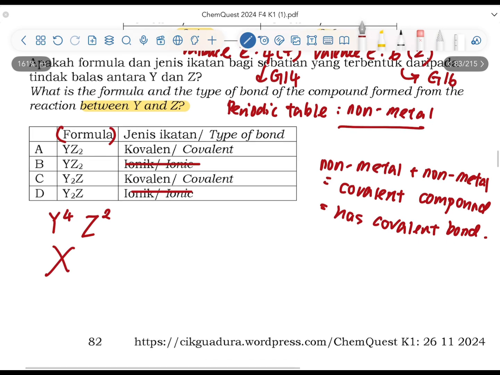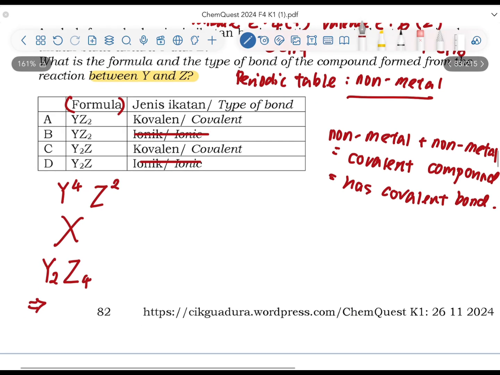So when we want to get the chemical formula for a compound, we basically just need to cross the charge. We copy down Y first, and then copy down the opposite charge, which is from the Z element, and then copy down Z, and then copy down the opposite charge of element Y, which is 4. So 2 and 4 can be divided by 2, which we can simplify, right? So 2 divided by 2 is 1, and for Z, 4 divided by 2 is 2. So the answer would be YZ2, which is A, the covalent bond.